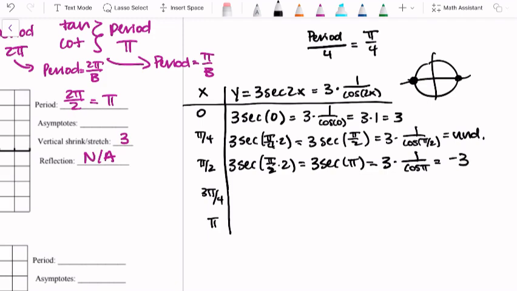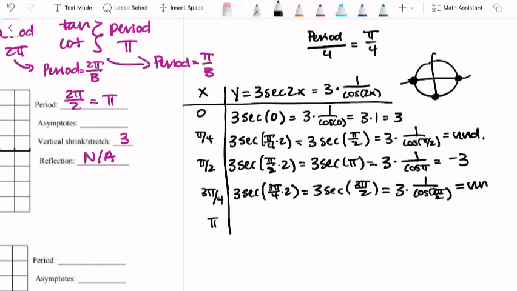Okay, I know 3 pi over 4 is next. I should be thinking of the pattern I have going on here, but we'll derive it out. So we'll have 3 pi over 4 times 2. So 3 secant of 3 pi over 2. That's equal to 3 times 1 over cosine of 3 pi over 2, which we know 3 pi over 2 is right here. Cosine is 0 at that point, so again, we are undefined.